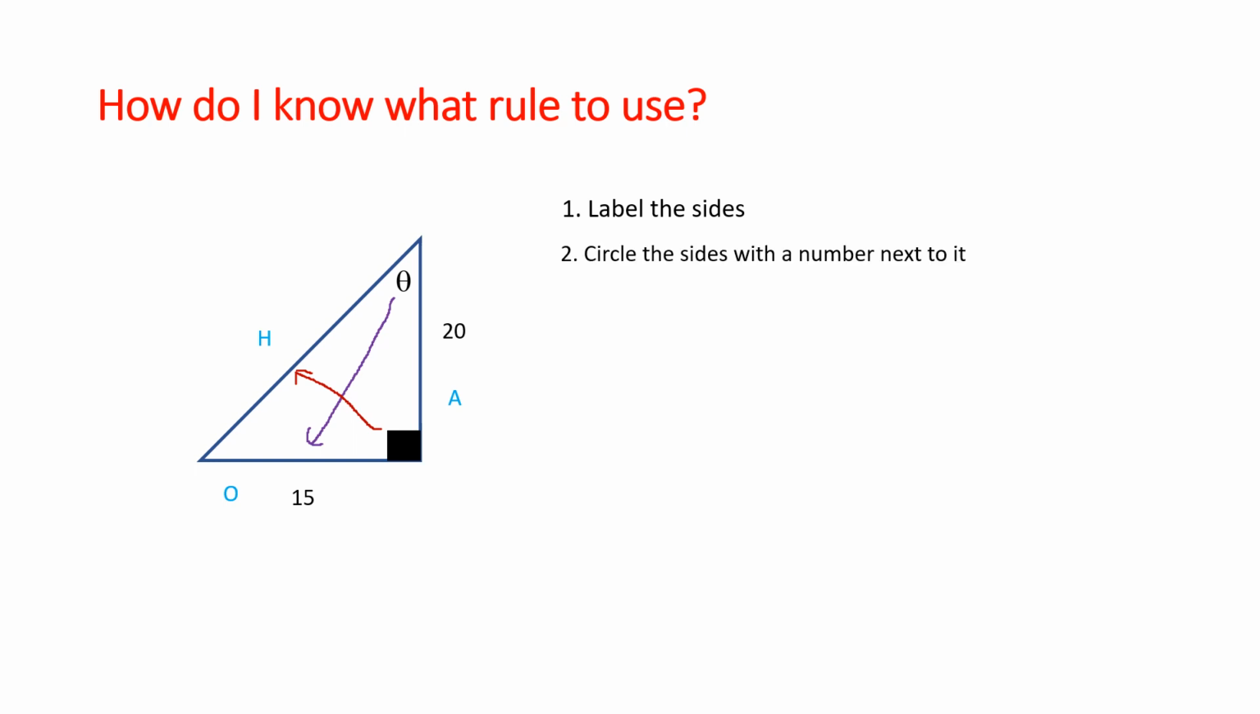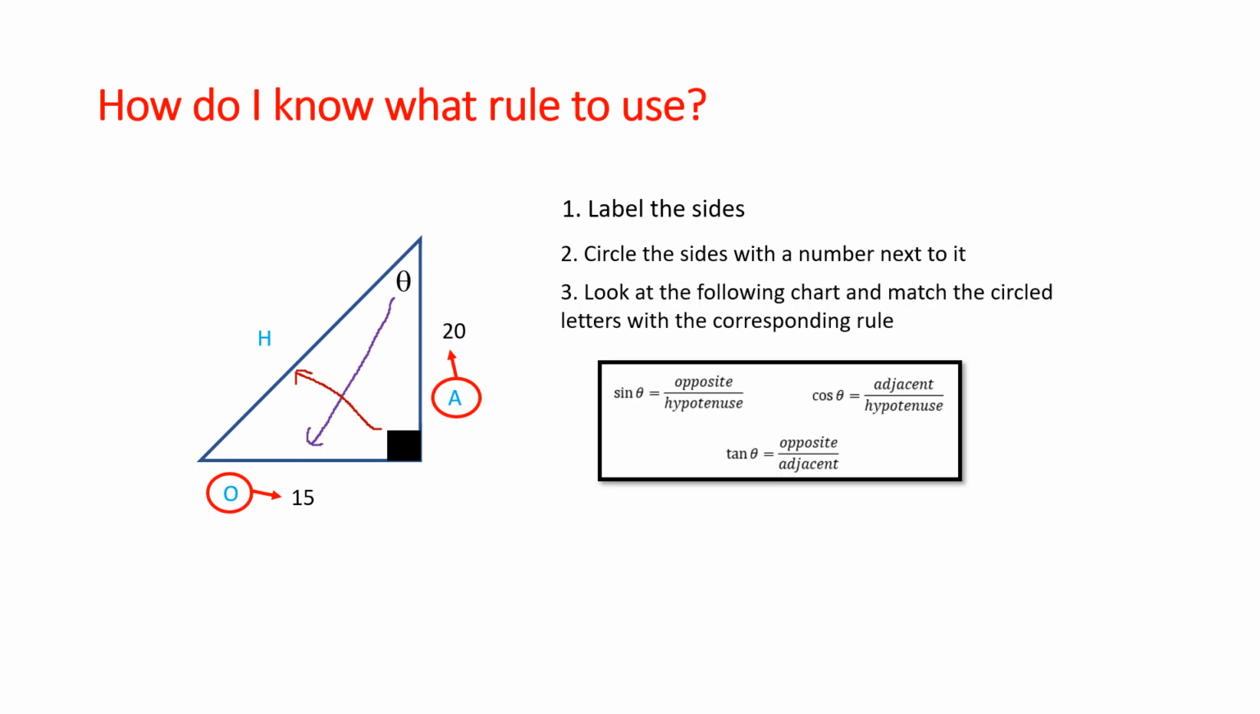Step 2, this is a little trick I've learnt. It's circle the sides with a number next to it, okay? So we can see that only 2 sides have values. This one here does not have a value. So we circle those 2 that do have a value, so we know they're the 2 sides we want to be using, okay? Now we're going to look at this chart and we can see what letters we've circled. We've got O and A, all right? So our opposite and adjacent. There's only one rule that has them both, which is our tangent rule.